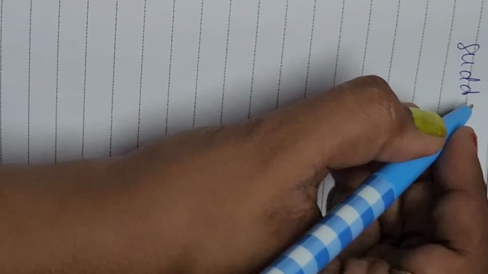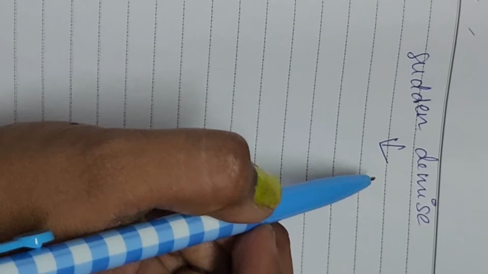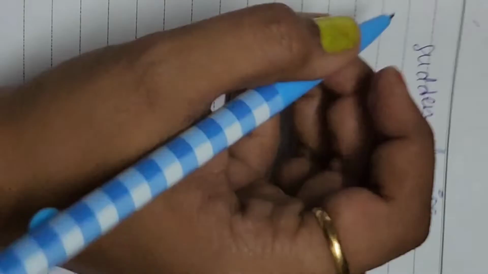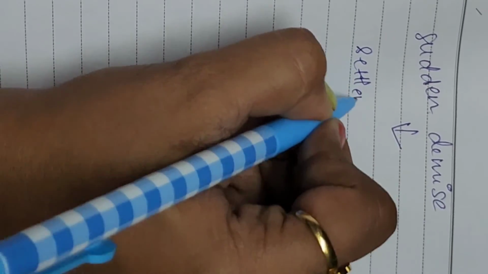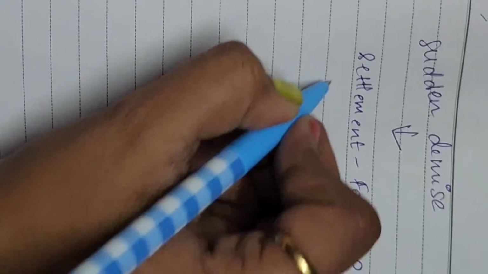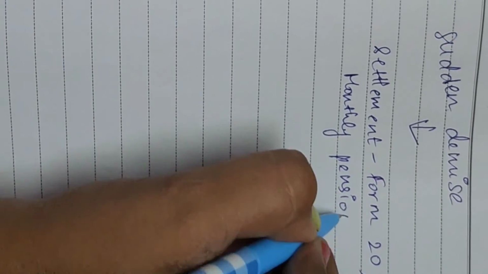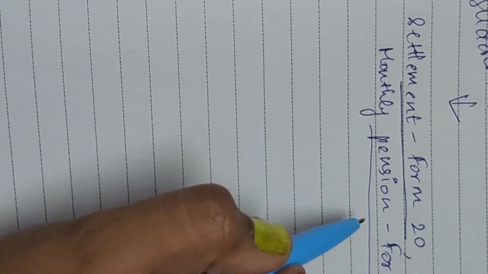Next is, if there is a sudden demise of an employee, the guardian or the legal heir can be represented to take his EPF amount for settlement. For settlement, it is Form 20, or to receive monthly pension, they have to fill Form 10D. So settlement Form 20, monthly pension Form 10D.